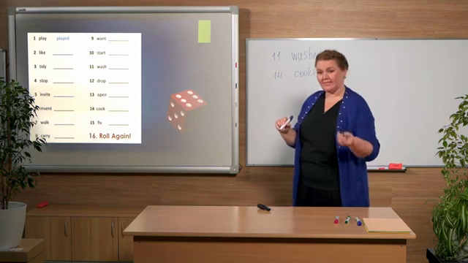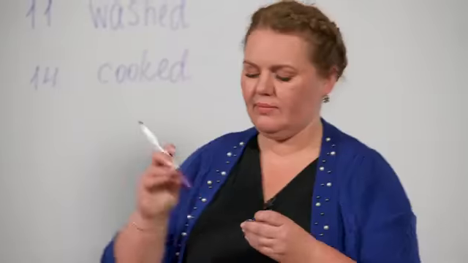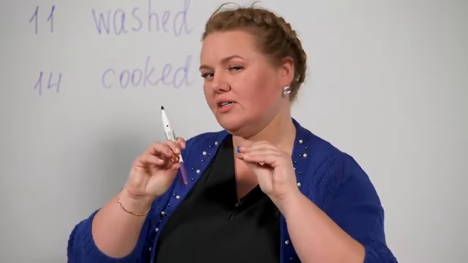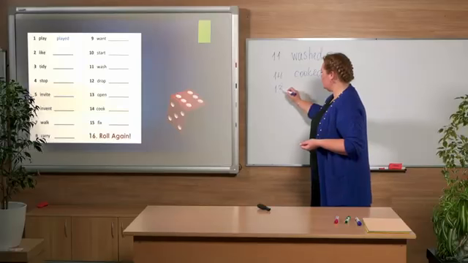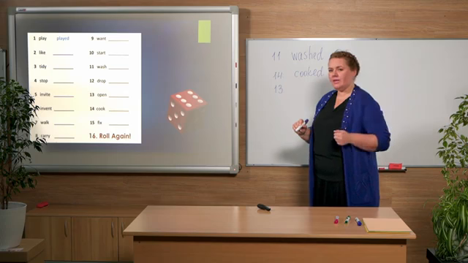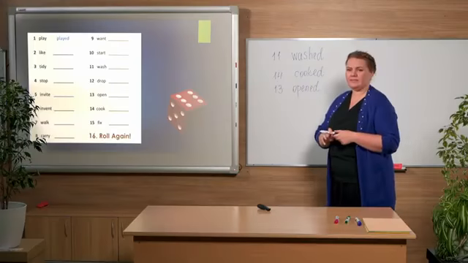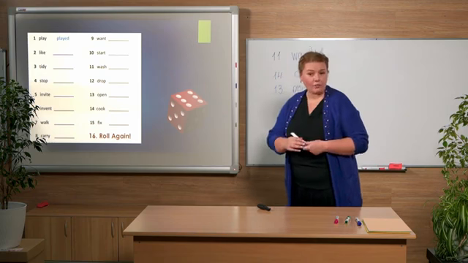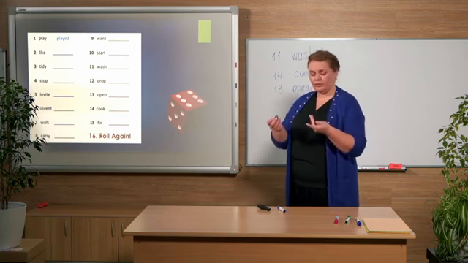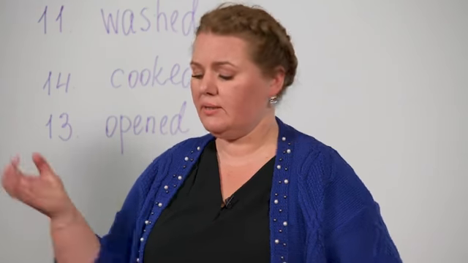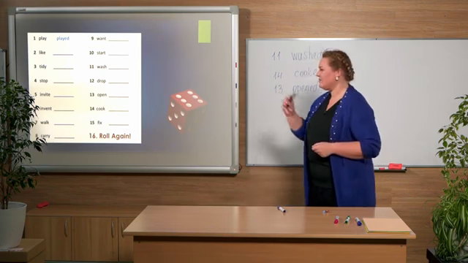Let's try again. 2 dice, ready to roll. I have 9 and 4. Together, 13. What is 13? Open. Open in the past simple is going to be opened. So you can try at home and play with your parents or your siblings. If you don't have 2 dice, you just use a regular dice with 6 numbers, but roll it twice. Okay? And then comment about your experience. Let's move on.